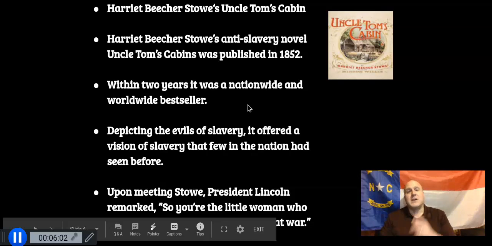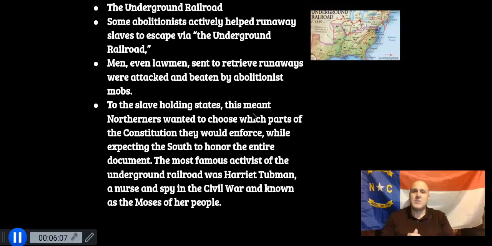The Underground Railroad. The Underground Railroad really upset the Southerners. Remember, you had Northern abolitionists, you even had free slaves like Harriet Tubman, traveling this Underground Railroad from the south to the north. There's a map right there. It went really all the way up to Canada.